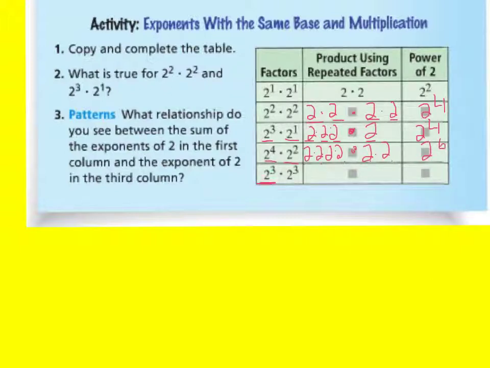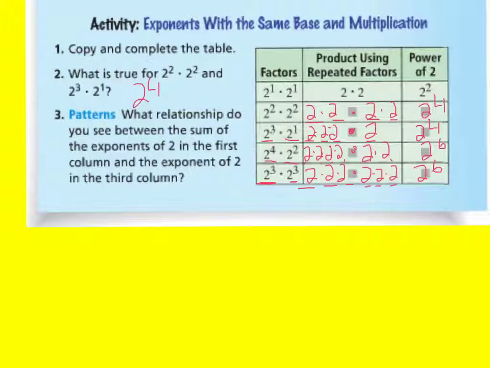Alright, lastly, 2 to the 3rd power. So 2, 2, 2 multiplied to 2 to the 3rd power again. 2, 2, 2. How many total 2's did I write? 6. That's also 6. So let's do the question. What is true for 2 to the 2nd power and 2 to the 3rd power multiplied to 2 to the 1st power? Well, they're the same. They both equal 2 to the 4th. And it says, what relationship do you see between the sum of the exponents of 2 in the first column and the exponent of 2 in the third? So example, watch this.